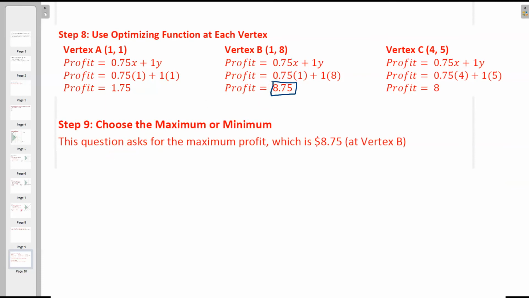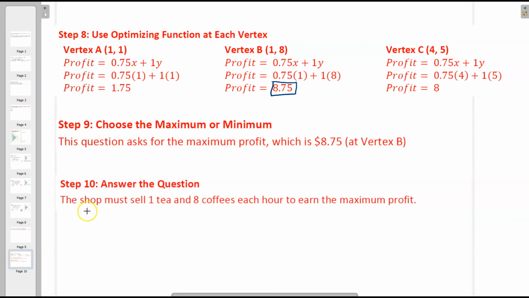Now we just need to answer the final question that was posed in the initial problem, and the answer is the shop must sell 1 tea and 8 coffees each hour to earn the maximum profit.